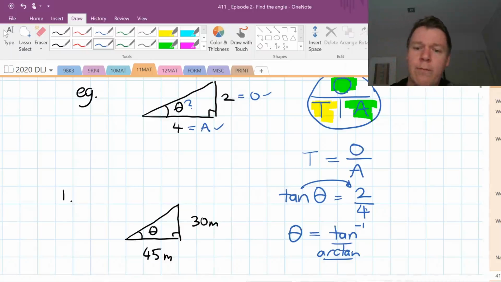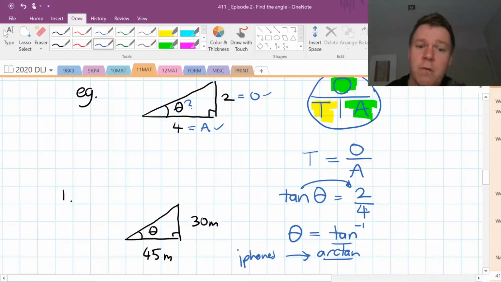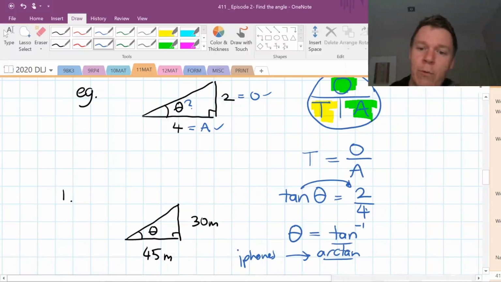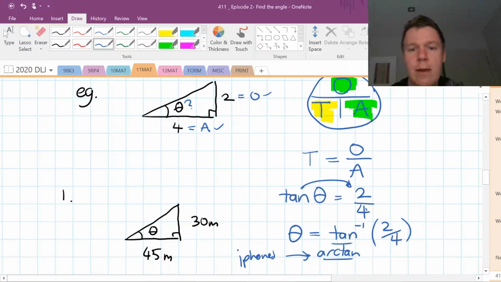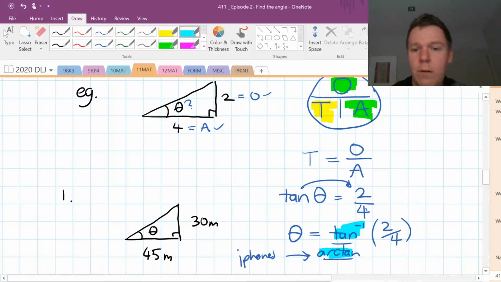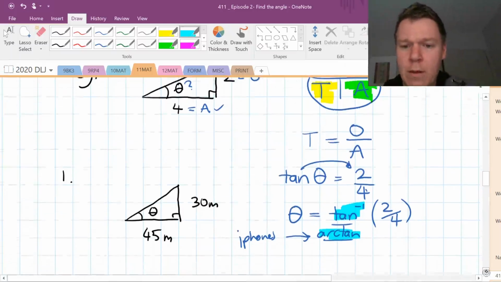So that's an important thing to know, because you usually use your calculator on your phone to calculate things in real life. So you need to know all the different lingo. But it works the same. You just do tan inverse or arctan of 2 divided by 4. So those are the same operations.